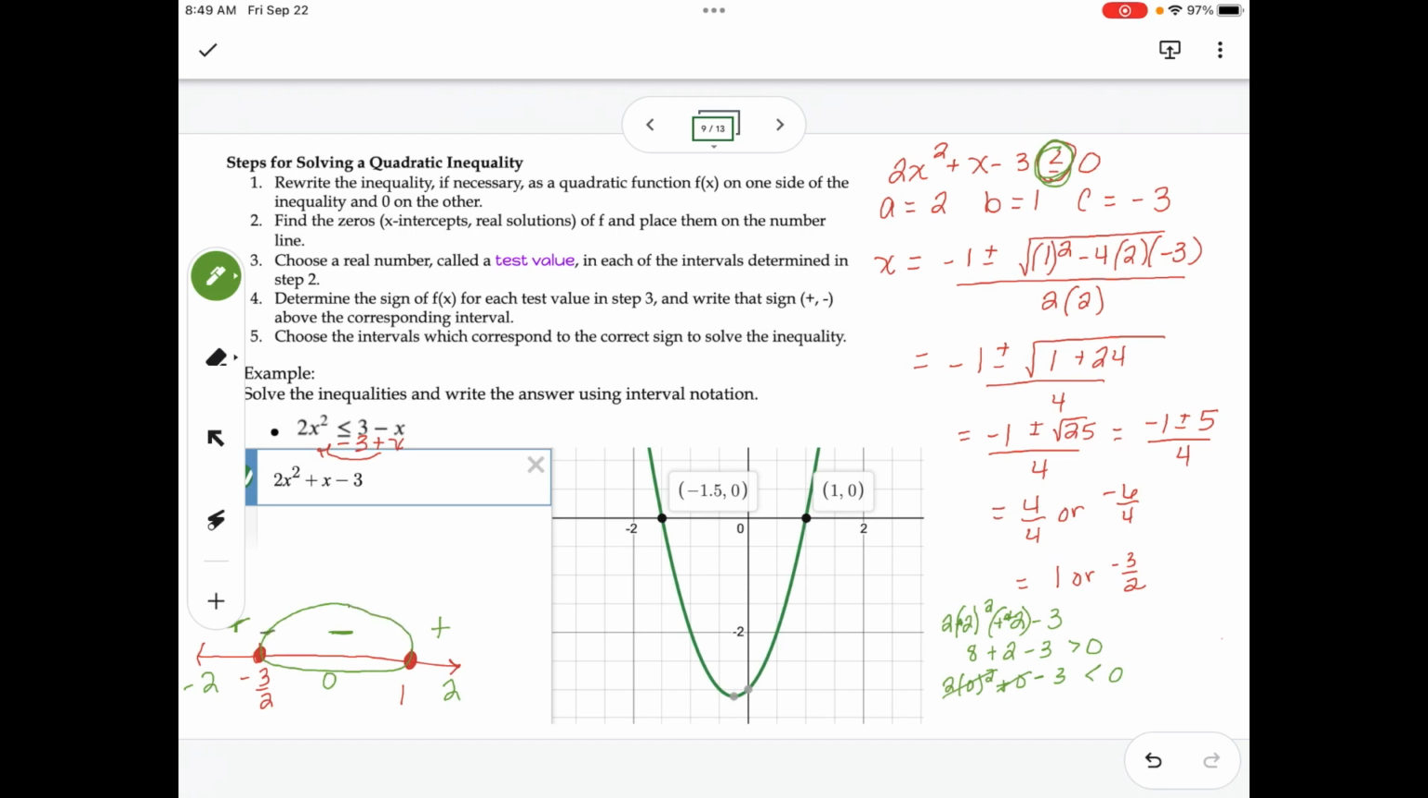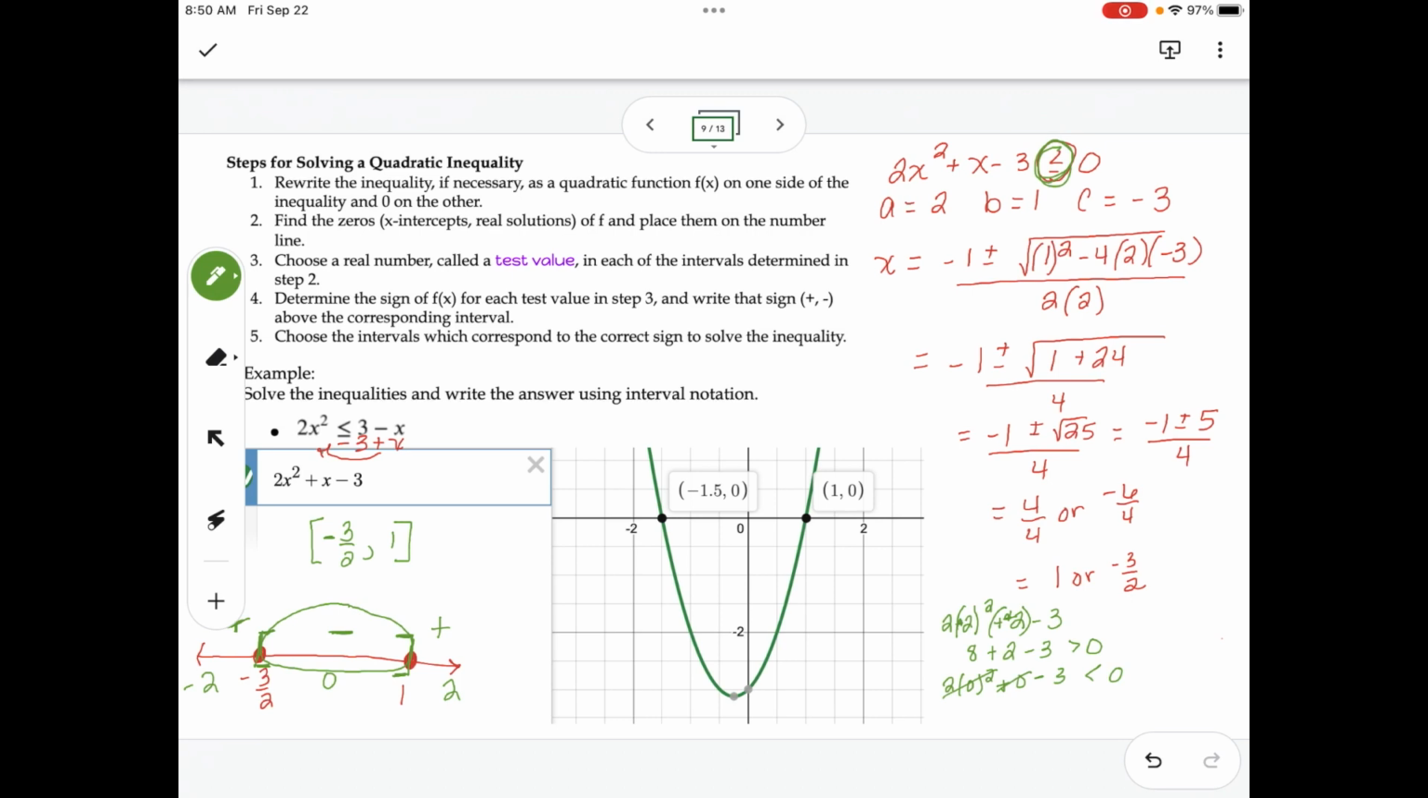And notice, because these are solid dots, these get to be included. So the interval is from negative 3/2 to 1, and both are included because we have the less than or equal to sign. Well, how does this look when I'm graphing?